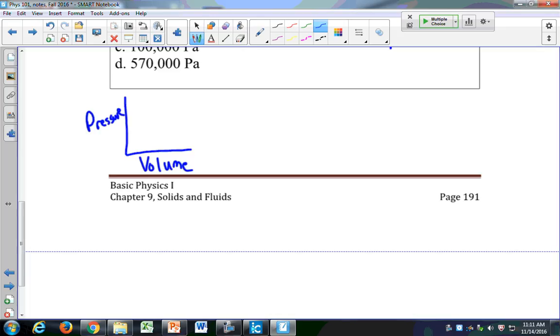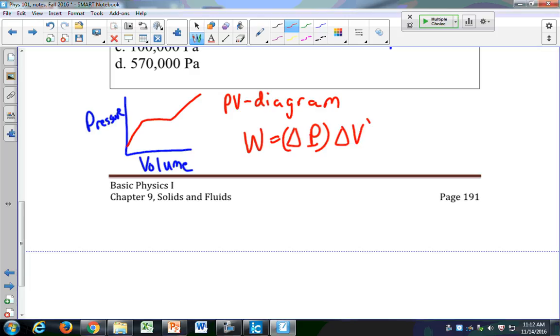We can calculate the work that it does by taking the product of the pressure and the volume. So often physicists and chemists will use a PV diagram where they plot out the pressure and volume of a gas. And from that, they can calculate the work. The work that's done by a gas is equal to the change in the pressure times the change in the volume.